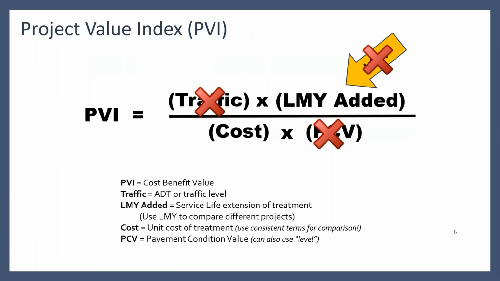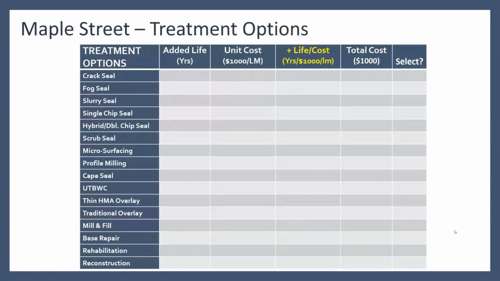I'm going to plug in this information, calculated project value index, and I'm going to look at a lot of different options. So I might use crack seal, maybe fog seal, slurry seal, single chip seal, hybrid chip seal, scrub seal, microsurfacing, profile milling, cape seal, ultra thin, thin hot mix overlay, traditional overlays, mill and fill, base repair, rehab, reconstruction. So lots of choices there. And you can maybe narrow this down, or maybe you have some other things that you do to expand that list, but customize this list to what you currently do, and then you can always add to that later.